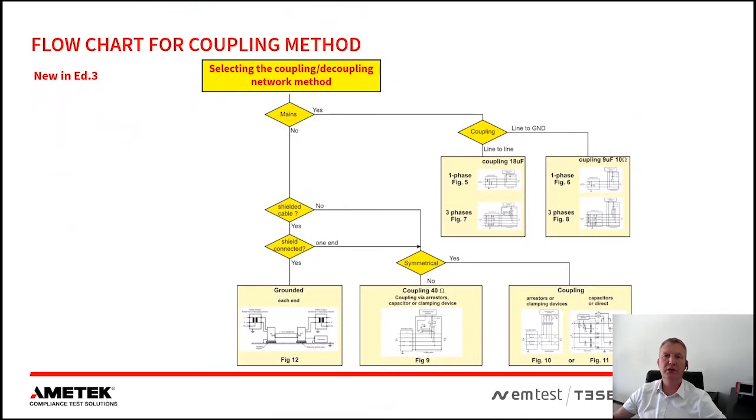You will also find a flowchart which will guide you through the process of selecting the right CDN test method. There are 3 main questions. First, is it a mains or not mains line? Second one, is it shielded or unshielded? And third one, is the shield connected at one side only or at both sides? Depending on your answers, you will find the correct figures showing you the test setup you have to use.